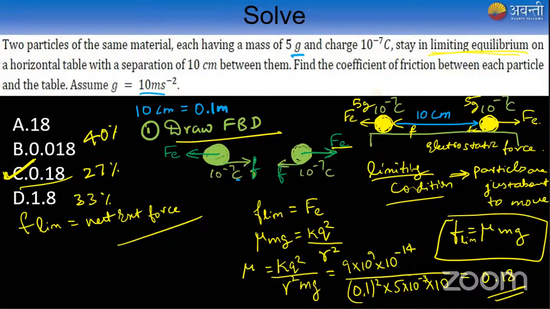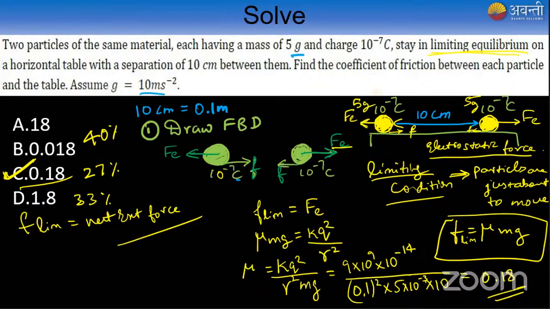Now I have to draw the FBD. When I draw the FBD, I get the weight W equal to mg and the normal force to be equal, so I won't consider them in any calculation. Instead, I'll consider only the external force which is acting, Fe, the electrostatic force on both the materials. When these two are trying to move, there exists some frictional force because it's touching the surface of the table. So the net electrostatic force will be equal to the limiting friction.